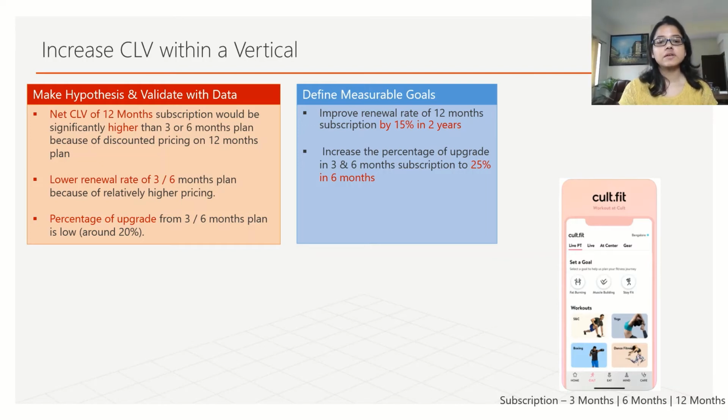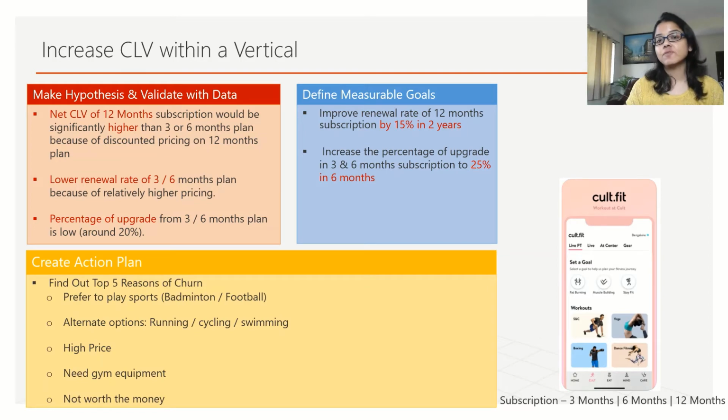Now, based on these hypotheses and measurable goals, we now need to create action plan. So since the goals are around improving the renewal rate, we need to analyze what are the top 5 reasons of churn. So this can be analyzed through customer survey, feedback, or market trends. Suppose these are the top 5 reasons of churn, like customers prefer to play other sports like badminton, or they have alternate options like running, cycling, or swimming, and so on.